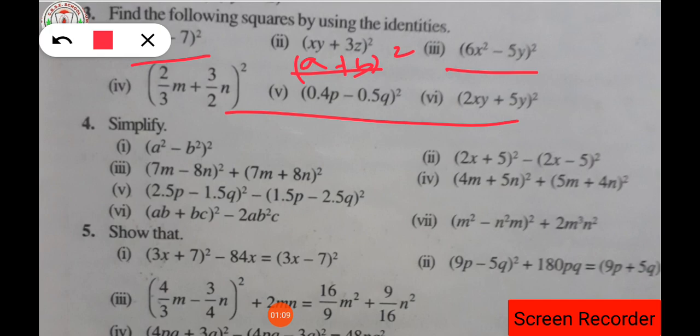Okay, by the necessity of the question you have to use the identity. Clear everyone? Next, question number 4, it is said that simplify.